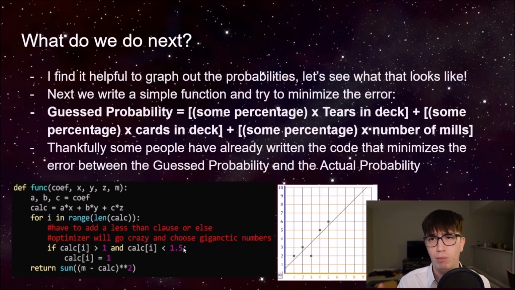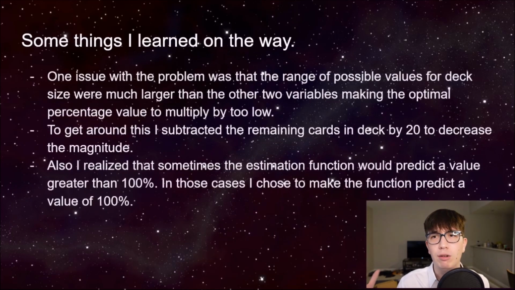And then I had to do this less than 1.5 because the optimizer can get a little crazy. If you say, hey, if you ever guess a number greater than 1, you scale it back to 1, it'll start picking gigantic numbers because it has this easy fallback. So I had to make sure it doesn't go too crazy in the big number direction. We want legitimate numbers. So, little code side talk there.